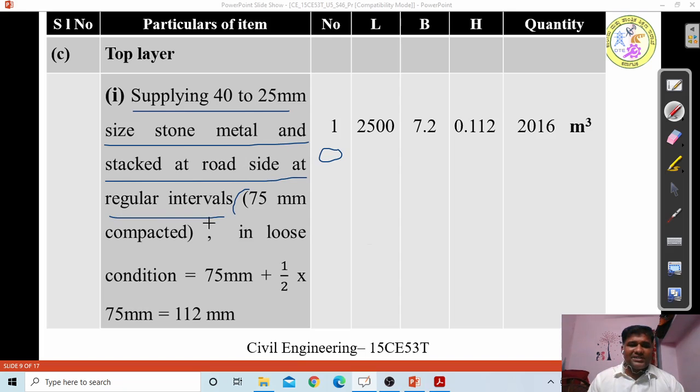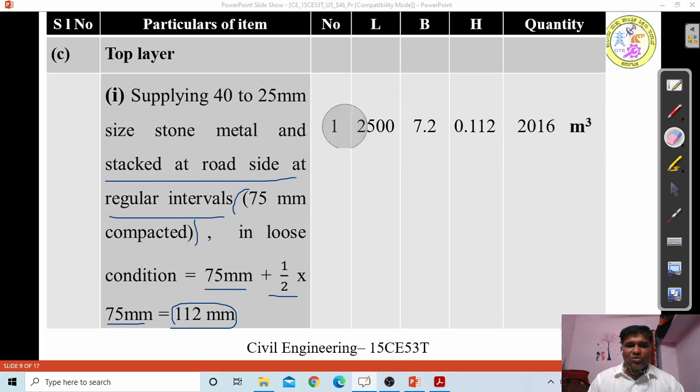The compacted thickness is 75 mm, so I have to find out the loose thickness. The compacted thickness will be half the loose thickness, so 75 mm plus half the compacted thickness will give me 112 mm as the total loose thickness of that material. So 1 into 2500 meter into 7.2 into 0.112 meter, the thickness, will give me 2016 cubic meters of loose stone metals required at the site.